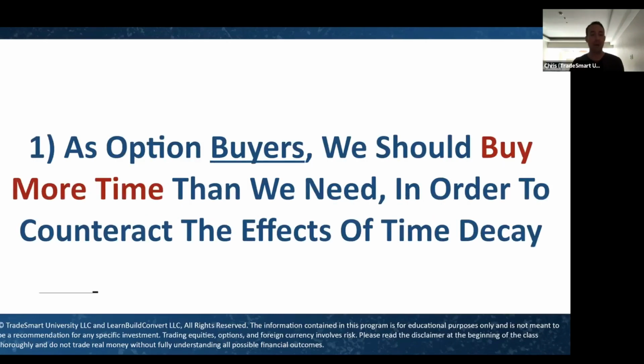So when we buy options, not when we sell, but when we buy options, we always want to buy more time than we need. And when we sell that option, we want to have most of that time remaining. This will minimize the effects of time decay as much as possible because we want to be on the back end of that time decay curve, not the part where it's decaying really quickly. We want to be in the part where time decay is hurting us as little as possible.